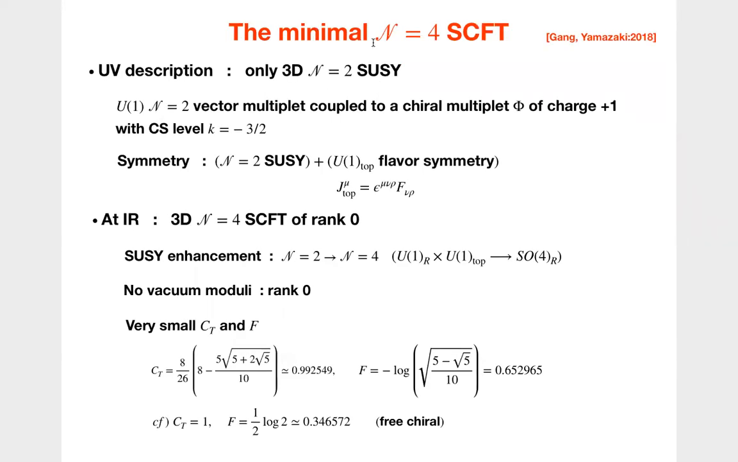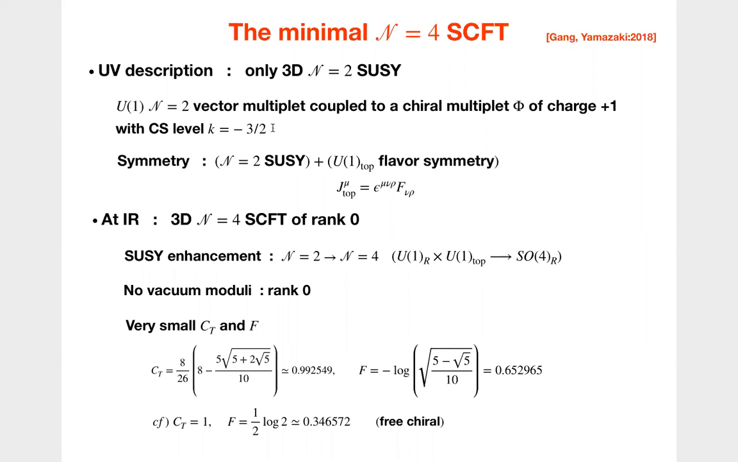So these N=4 minimal CFTs only allow a UV description which manifests only N=2 supersymmetry. And this UV description is simply given by this theory. Consider a U(1) gauge theory with an N=2 vector multiplet coupled to a chiral multiplet of charge 1. And in 3D, we can also introduce a Chern-Simons level. And we choose this Chern-Simons level to be -3/2.